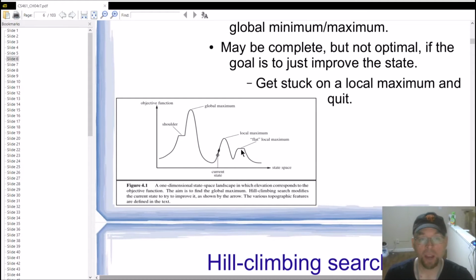And then you can have a flat local maximum too, where you've got a node whose adjacent children are the same value, but then those children's children have a smaller value.